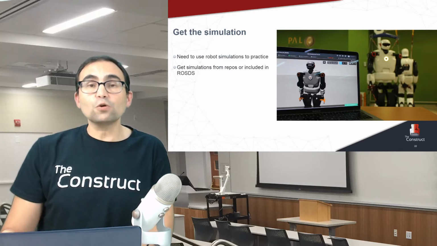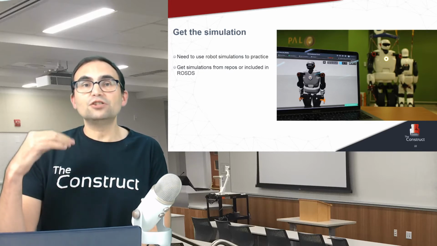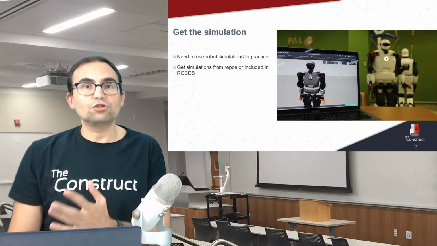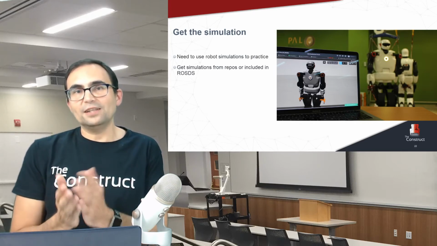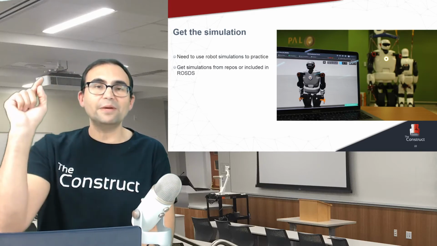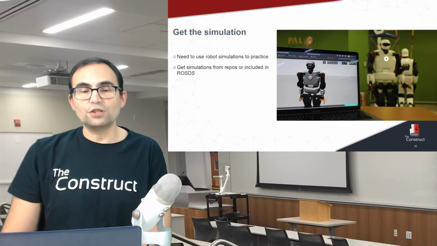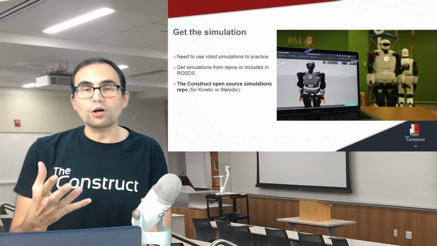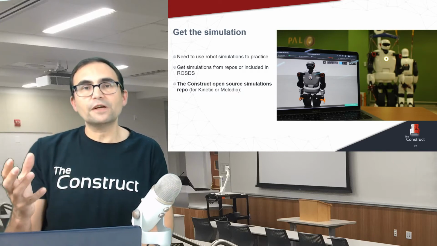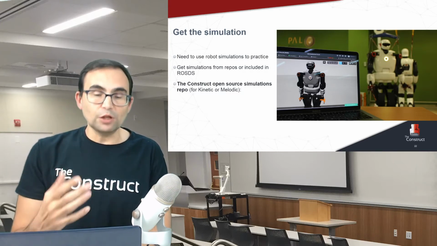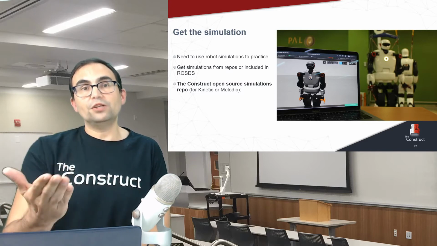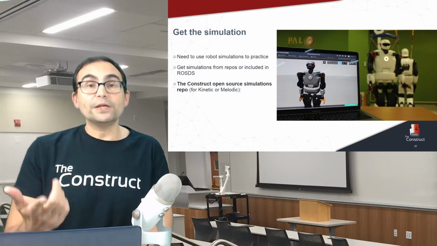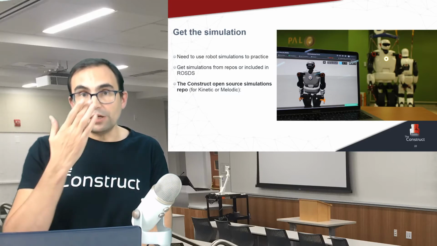ROSDS also includes some pre-made simulations that you can check and then launch. So you don't even have to have the files. The simulations are there with the environment and the robot. But in case you would like to use some code and you don't find the specific repo containing that simulation, what we can do is provide you with our repo. The Construct's repo is an open source simulation repo that you can use as you want.